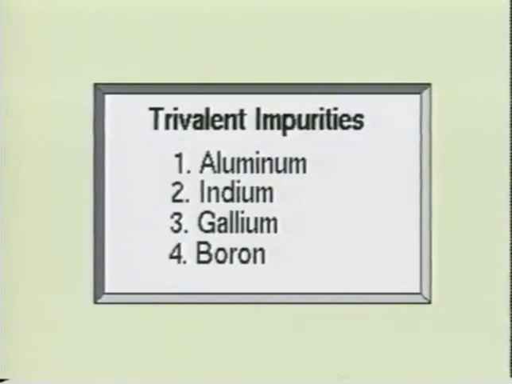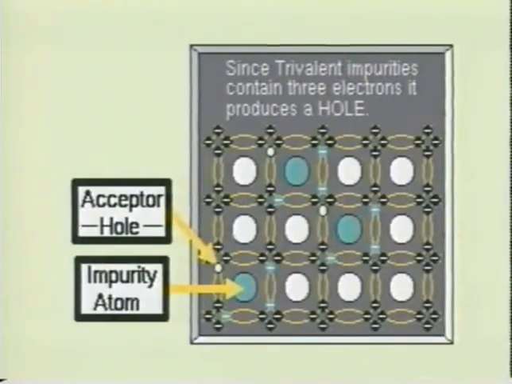Common trivalent impurities include such agents as aluminum, indium, gallium, and boron. Trivalent impurities contain only 3 electrons in the valence shell. This creates a vacancy or hole when the crystalline structure is formed. Since this hole can accept an electron, it is called an acceptor.